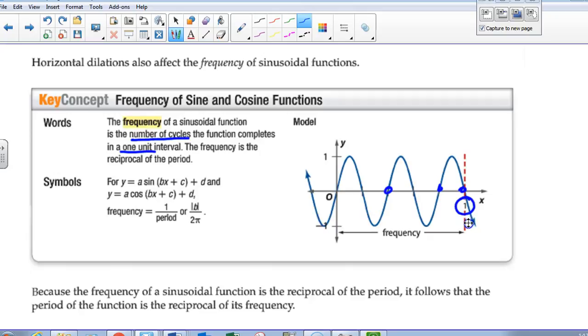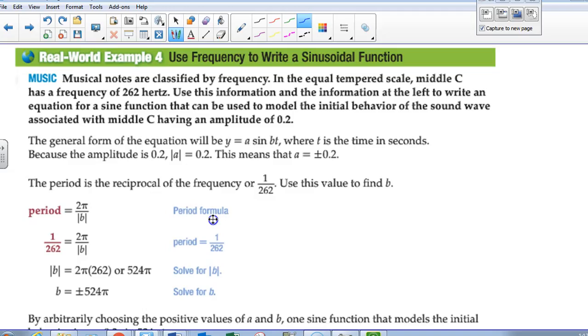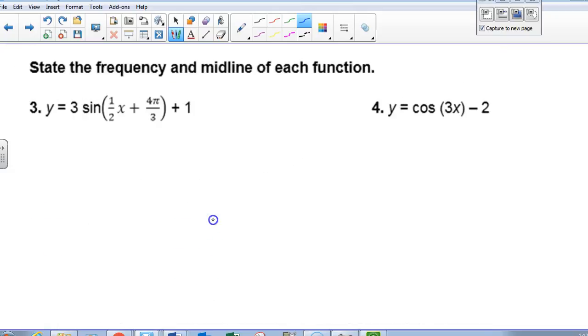Okay? So the frequency is the reciprocal of period, but that also means the period is the reciprocal of frequency. They have an inverse relationship. And instead of 2 pi over b, you can find frequency by doing b over 2 pi. So, I'm going to skip that example, and we're going to go to these, and then we'll do the music example that's on your paper.